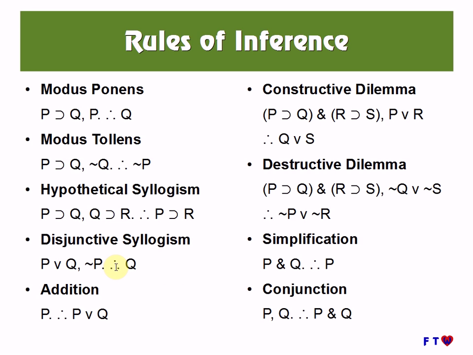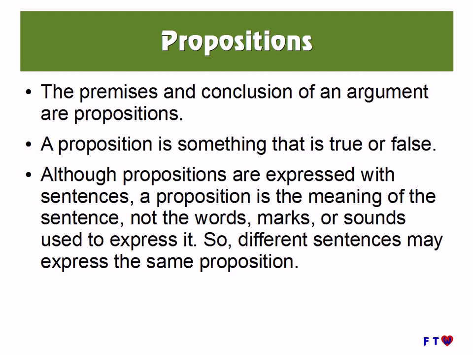Now, before we delve into the rules of inference in greater detail, let's take a closer look at just what propositions are, because propositions are what we're going to be plugging into the placeholders here. Well, the premises and conclusion of an argument are propositions. A proposition is something that is true or false. Although propositions are expressed with sentences, a proposition is the meaning of the sentence, not the words, marks, or sounds used to express it. So different sentences may express the same proposition.